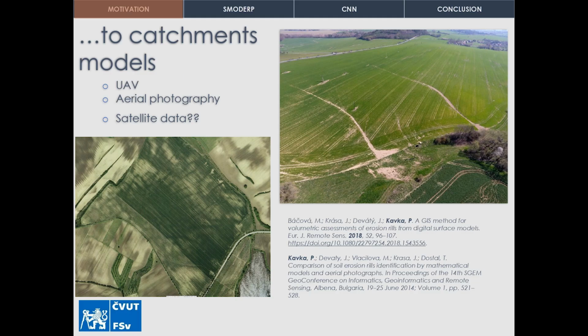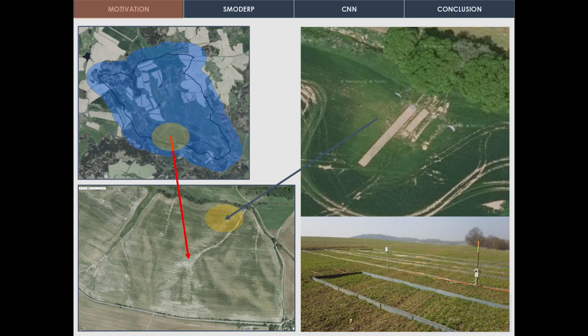In this picture, you can see that from the UAV or from aerial photography, we also see erosion processes in the landscape, real erosion processes, which is important for us because it's different from sheet flow and sheet processes in the landscape. And the motivation is: if we know how this works in the fields, on the small scale, and if we have the models, we can use this data also for the whole catchment.